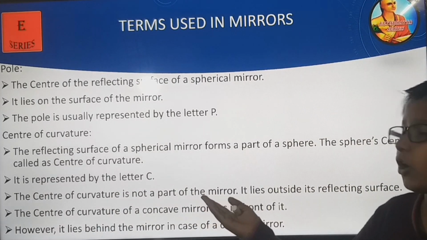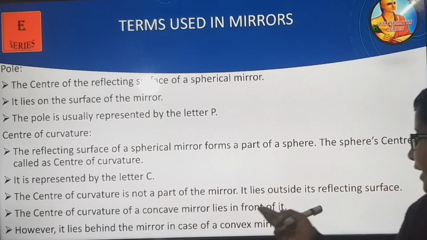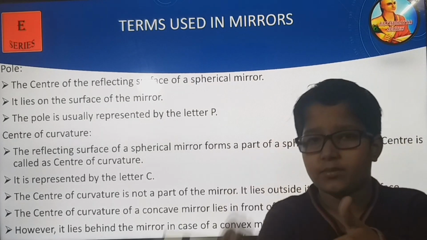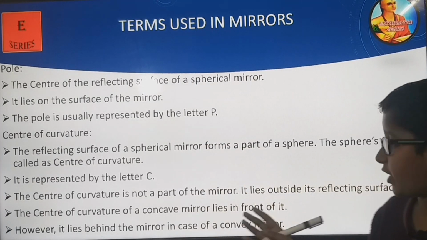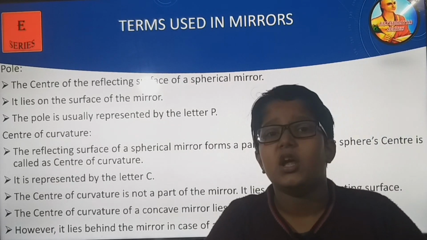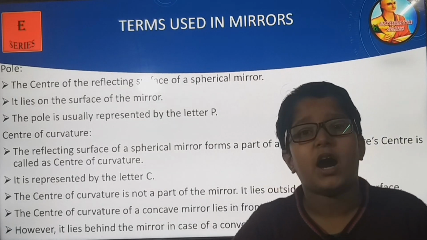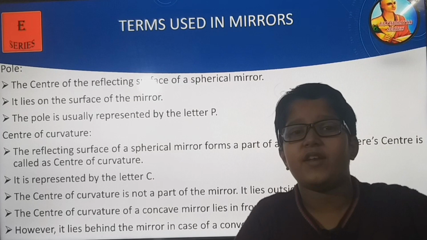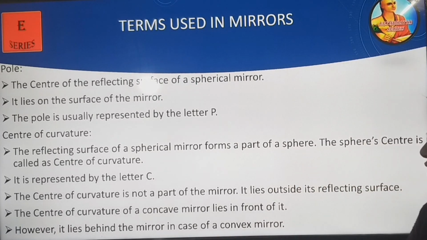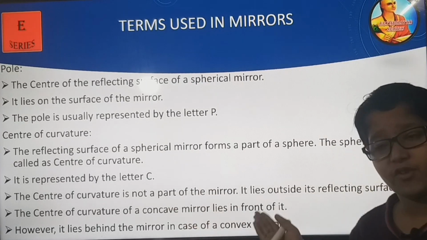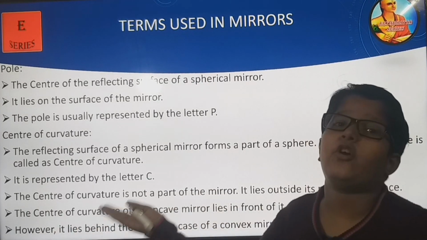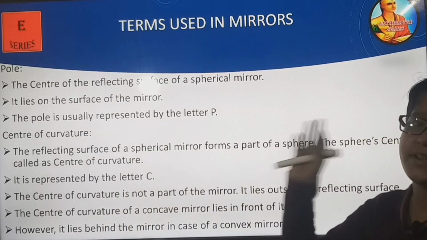The center of curvature is not a part of the mirror. It lies outside the reflecting surface. It's not a physical part of a mirror, but it's used for making ray diagrams and showing how rays go when reflected by a spherical mirror. The center of curvature of a concave mirror lies in front of it, while the center of curvature of a convex mirror lies behind it.